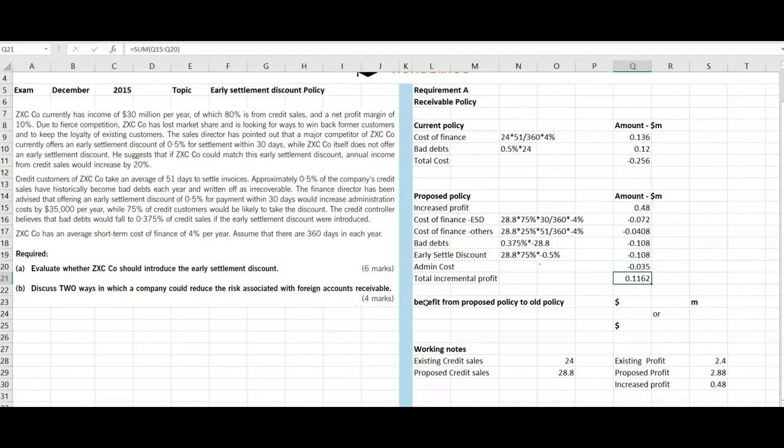So the benefit from the proposed policy when compared to the old policy, we can work it out here. So this is our income minus this number. So we'll get a much higher number. So this will be our answer here. Why is this an answer? Because we not only make a profit when compared to the existing policy, we also decrease that cost. So the decrease of that cost and the increase of this profit will lead us to a higher number.